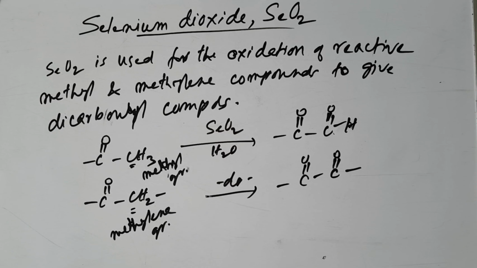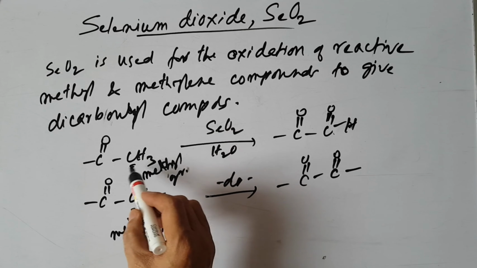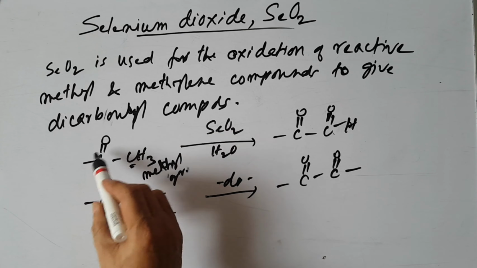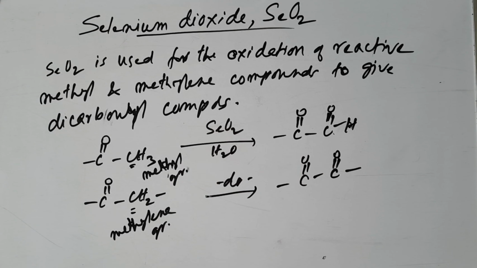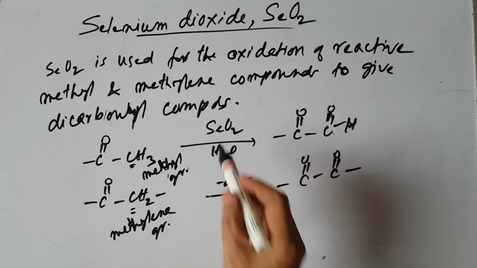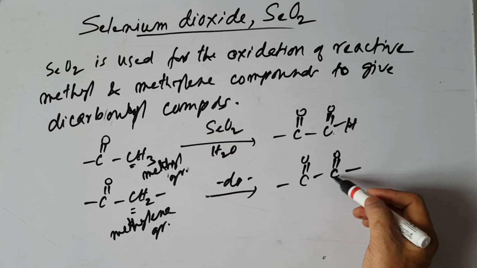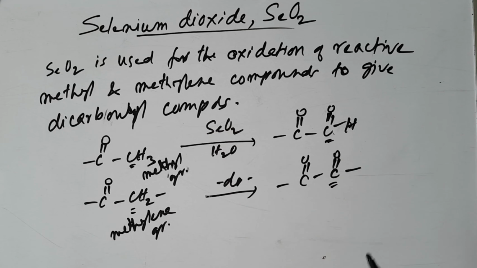I'm repeating again. Selenium dioxide is mostly used for the oxidation of reactive methyl and methylene groups to give dicarbonyl compounds. I'm giving examples. Here this COCH3 methyl group is reactive because of the presence of the carbonyl group. When you oxidize with selenium dioxide, you get this aldehyde group. And the reactive methylene group, with selenium dioxide in the presence of water, gives a ketonic group. So we get dicarbonyl compounds.